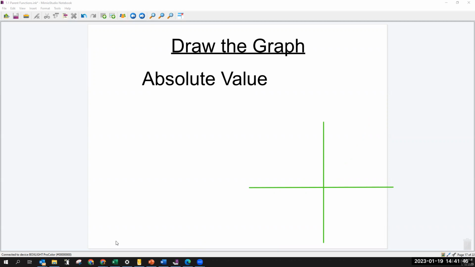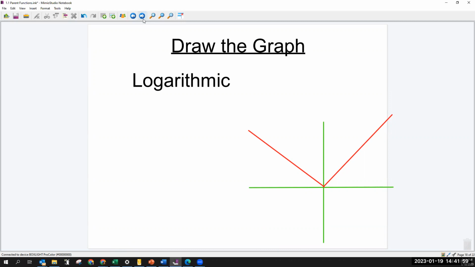All right, so absolute value, it's going to look just like the linear function, except once I get here, it shoots out there, so it looks like a V. All right, pause the video and try this one.